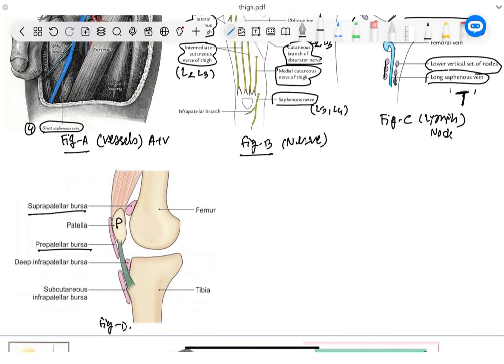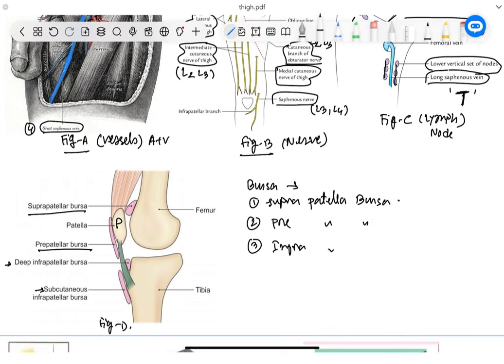But the infrapatellar bursae are two: one is subcutaneous, just under the skin, and another one is deep. They both are infrapatellar bursae. Now, summarizing the bursae surrounding the knee joint area: number 1 is the suprapatellar bursa, number 2 is the prepatellar bursa, and number 3 is the infrapatellar bursa. Infrapatellar bursae are two, one subcutaneous or superficial, another one deep.